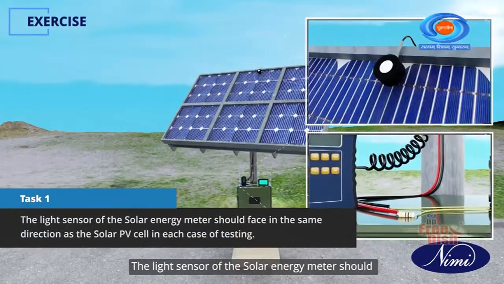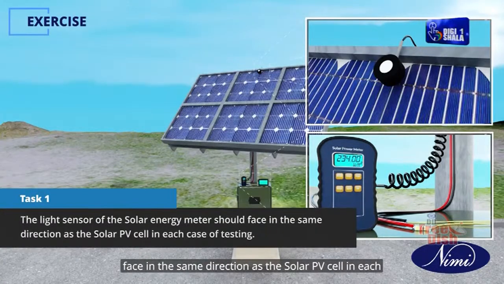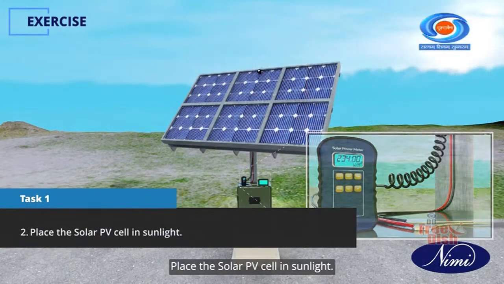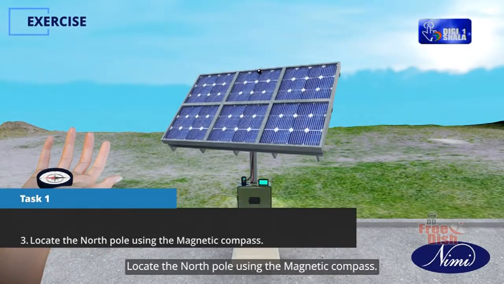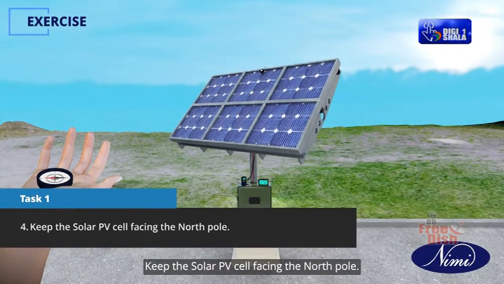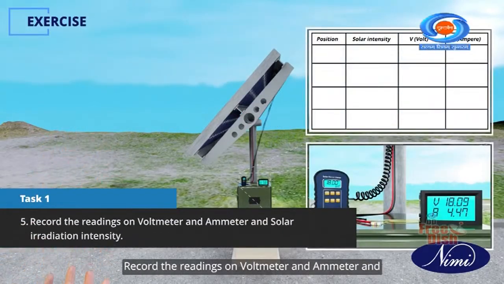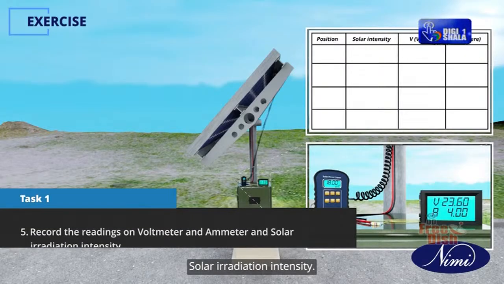The light sensor of the solar energy meter should face in the same direction as the solar PV cell in each case of testing. Place the solar PV cell in sunlight. Locate the north pole using the magnetic compass. Keep the solar PV cell facing the north pole. Record the readings on the voltmeter and ammeter and the solar irradiation intensity.